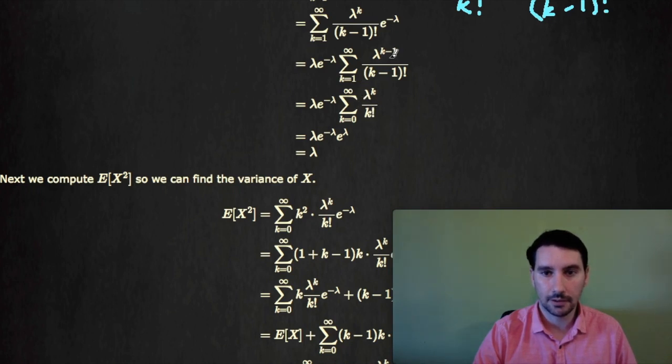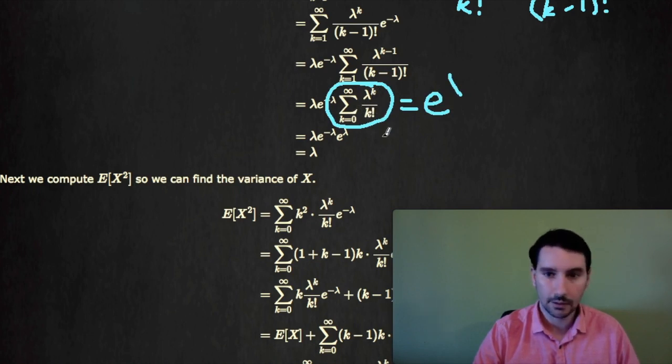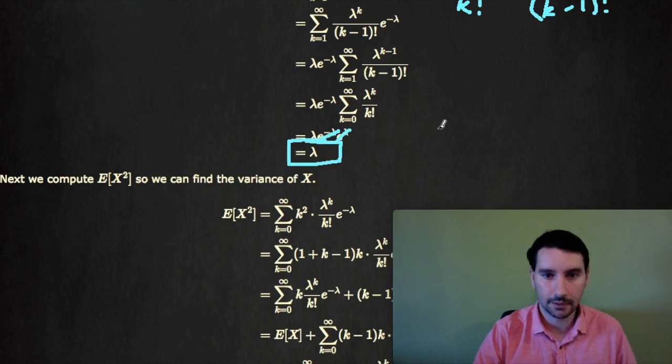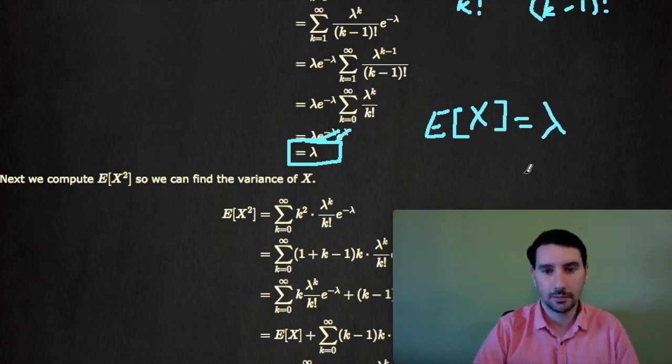So instead of lambda to the k minus 1 over k minus 1 factorial, it's lambda to the k over k factorial. And this sum is just the sum for e to the lambda, right? The sum from k equals 0 to infinity of lambda to the k over k factorial. So we can plug in e to the lambda, and e to the minus lambda and e to the lambda cancel, so we get the expected value of X is lambda. It's kind of nice because it's really easy to remember. The expected value of a Poisson with parameter lambda is just lambda.